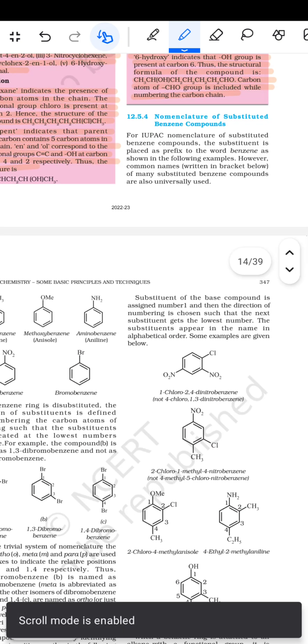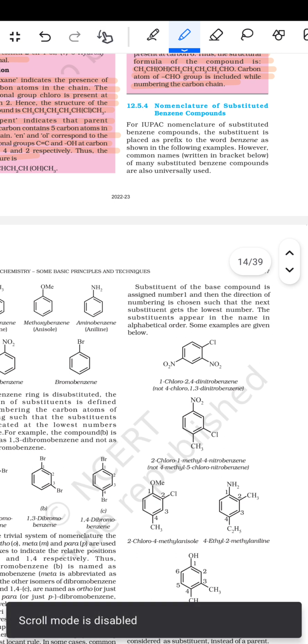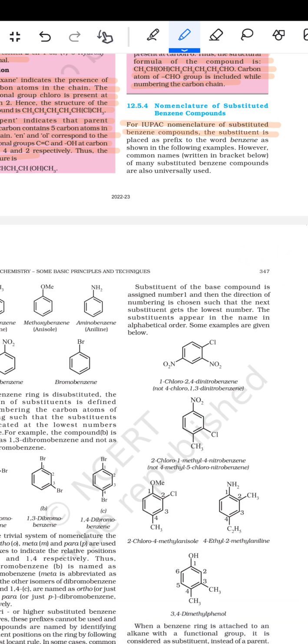Now the nomenclature of substituted benzene compounds. For the IUPAC nomenclature of substituted benzene compounds, the substituent is placed as a prefix to the word benzene, as shown in the following example. However, common names written in the brackets below of many substituted benzene compounds are also universally used.